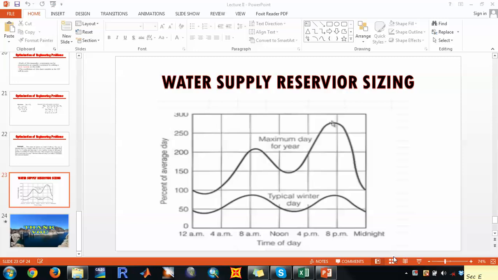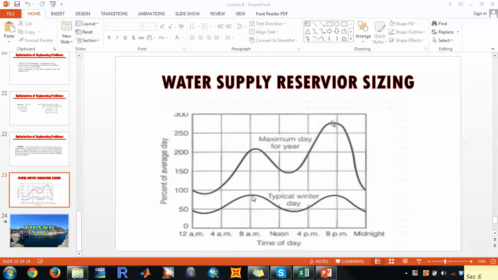Hello again. Now this describes how we can size water supply reservoirs in an Excel sheet. So if this is your given map, which gives the percentage of average day and the time of the day. So usually this explains the maximum demands over a day, which means the hourly demands.